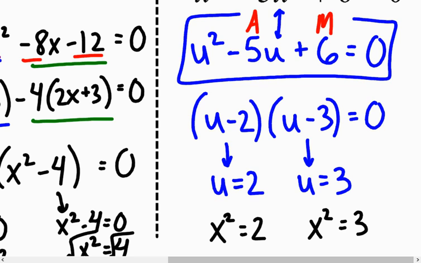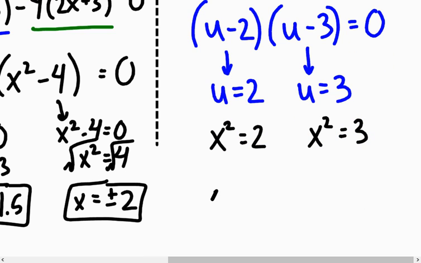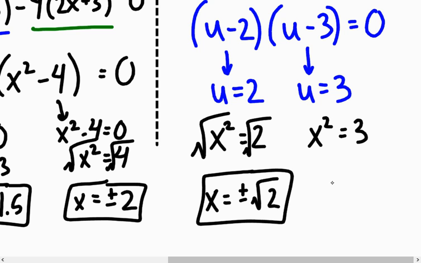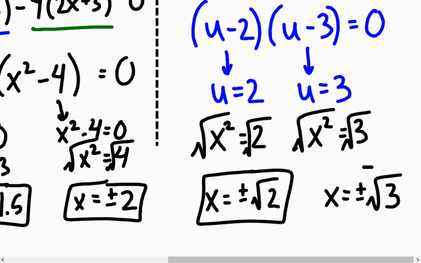And then I can solve by just taking a square root of both sides. So take a square root of this side. I then get plus or minus the square root of 2. It's approximately 1.41. Same thing will happen here. Take a square root of both sides, and I'm going to get plus or minus square root of 3.